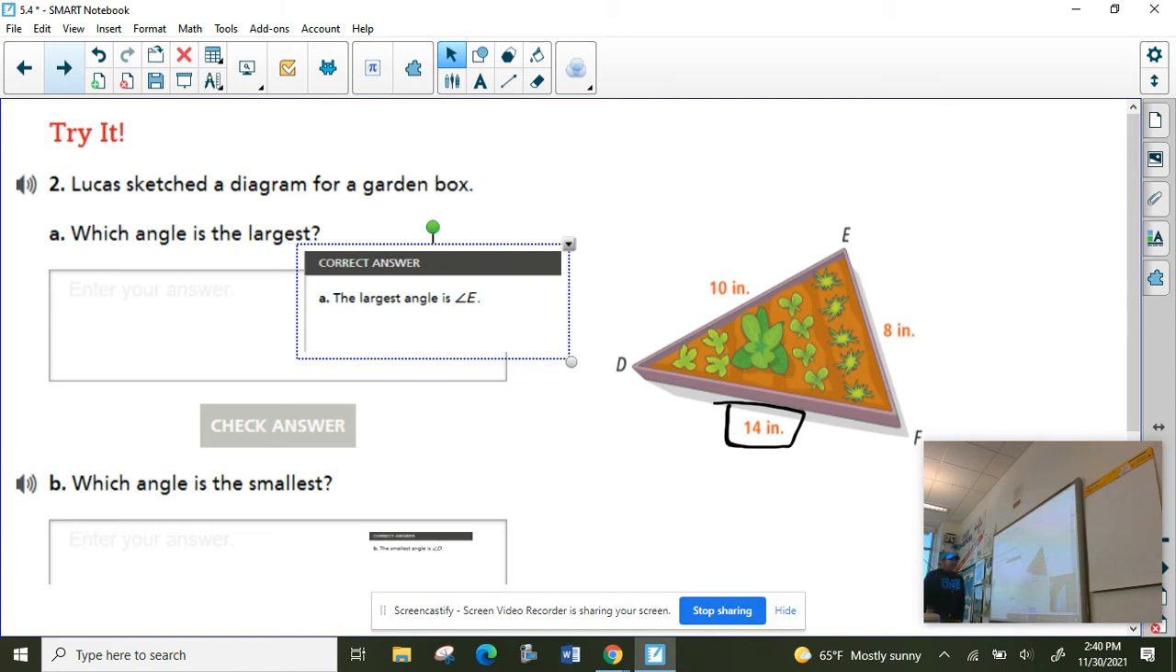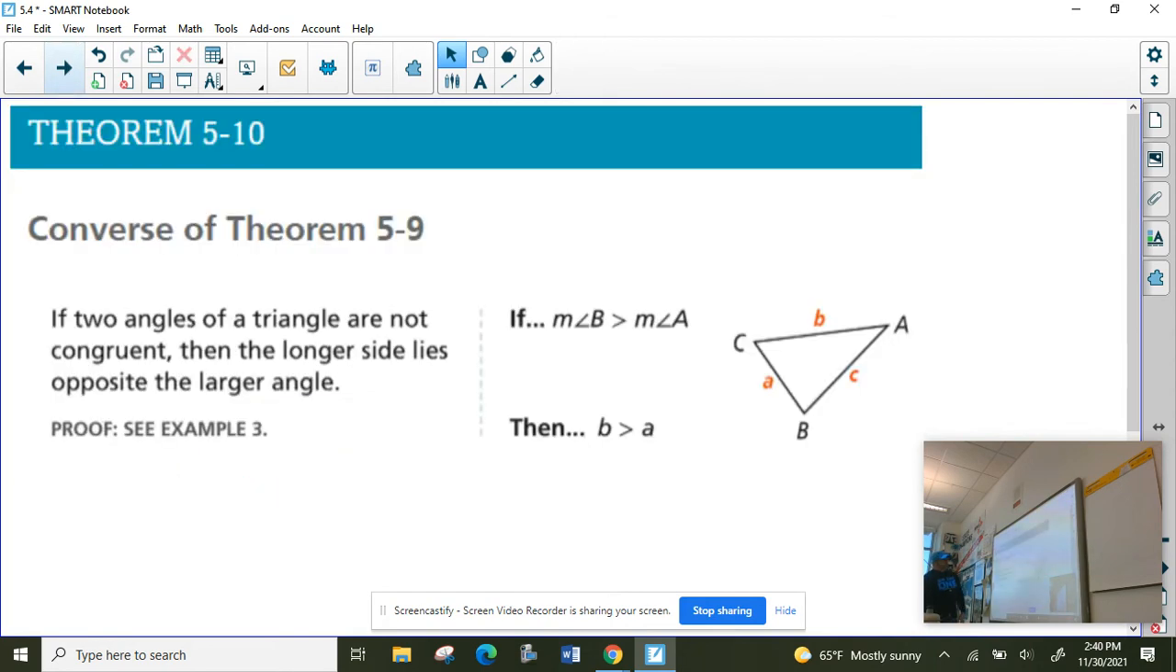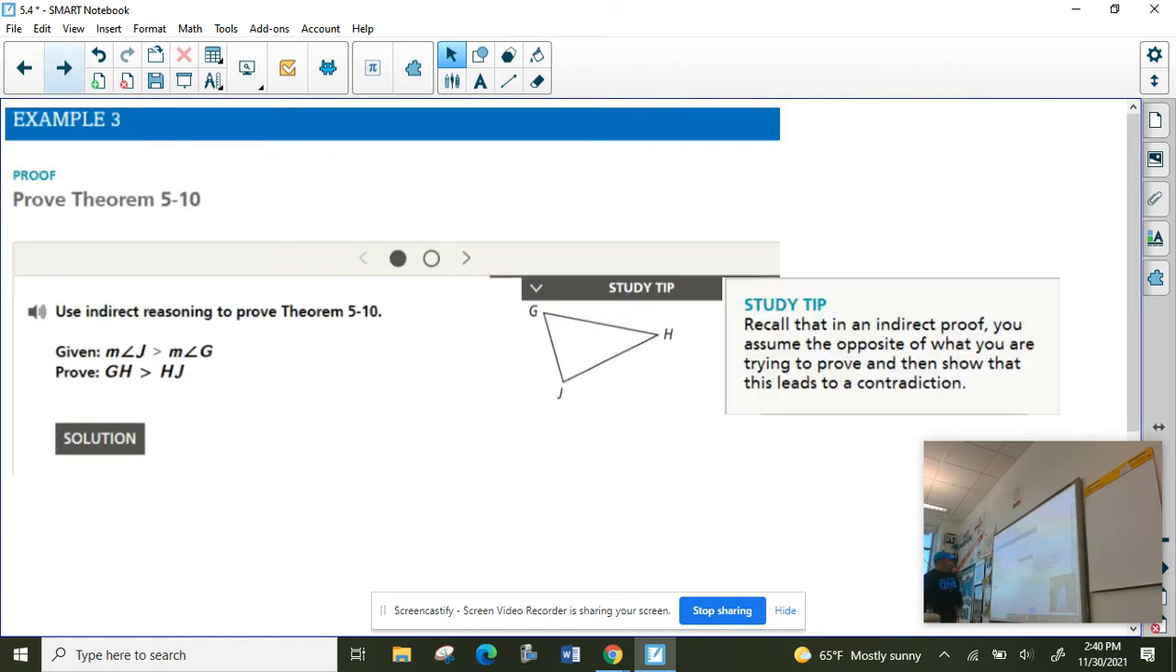Which one is your smallest? Well, since 8 is your smallest, it's across from D. D would be your smallest angle. All right. And so the converse of this is basically if you know the angle sizes, then the sides across from them go in the same order.